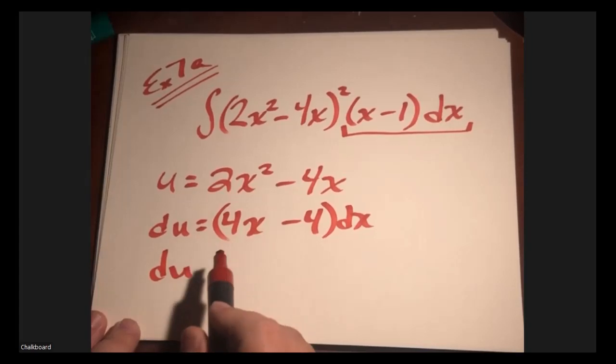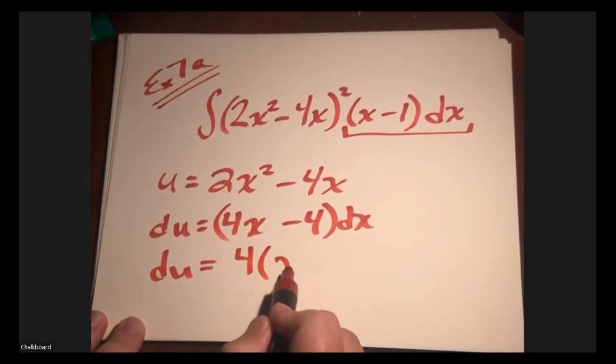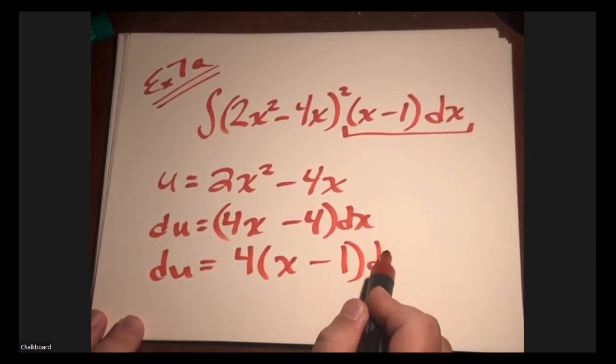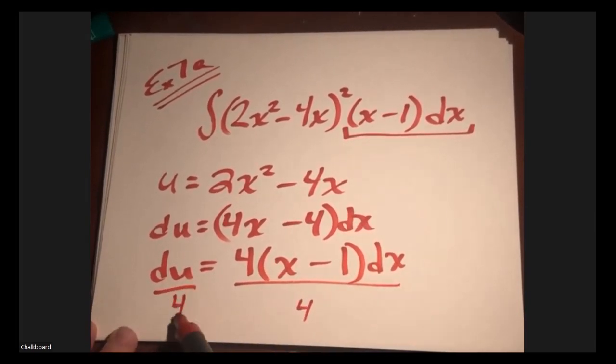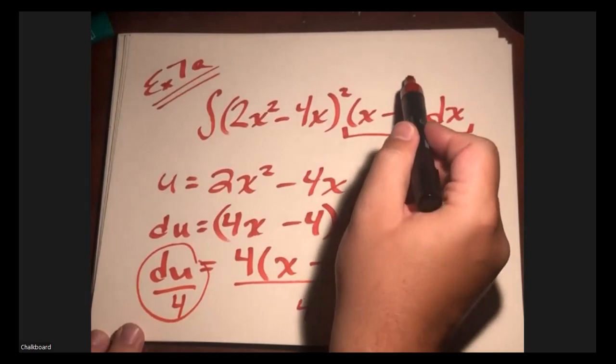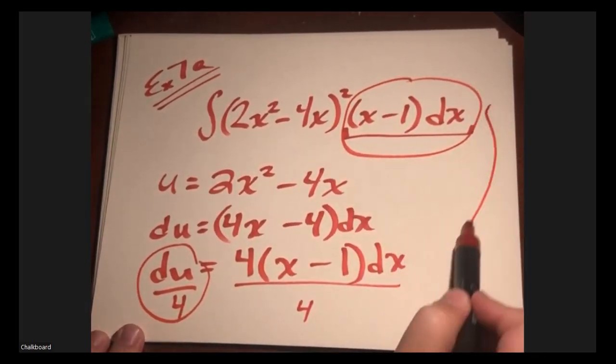If you do, you can pull out a 4 and look at how you get exactly what is in there. Let's divide out the 4 so that I could say that du over 4 is the same as this quantity.